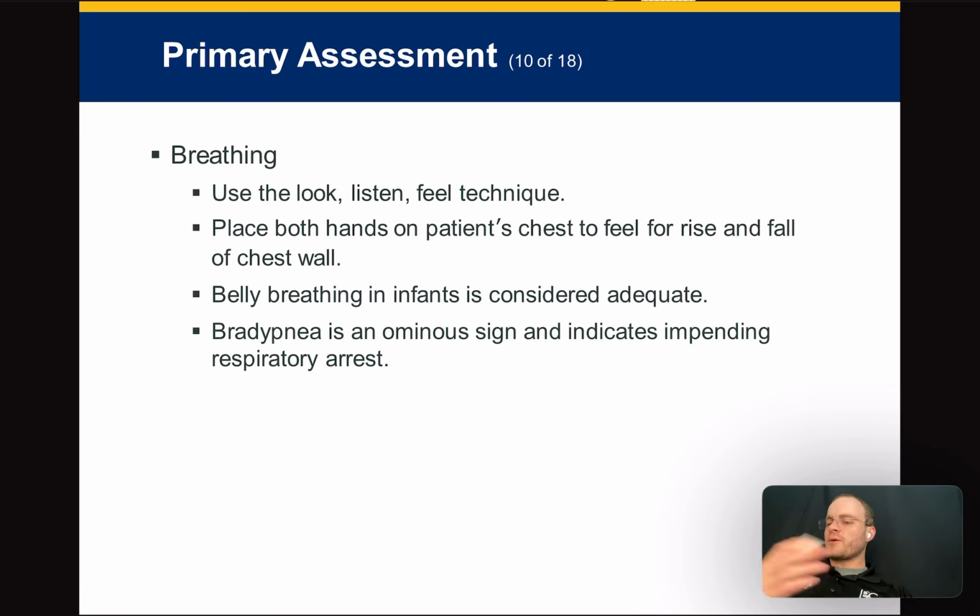Bradypnea is an ominous sign they're about to go into cardiac arrest. If you see that, they probably will go into cardiac arrest if you do not intervene very quickly. Very ominous.